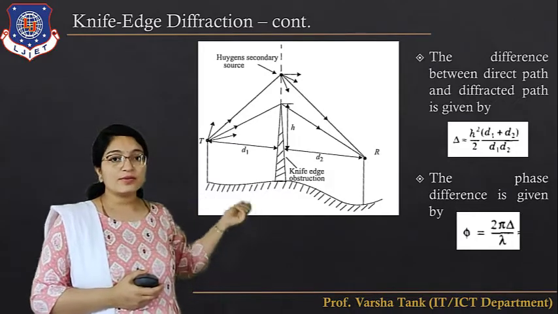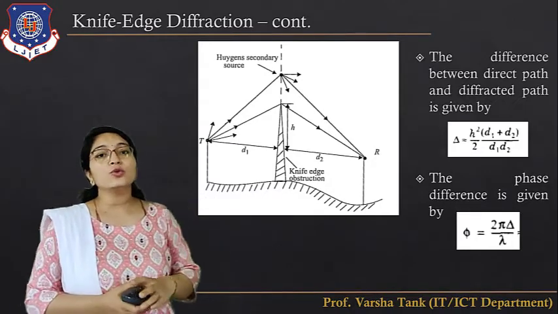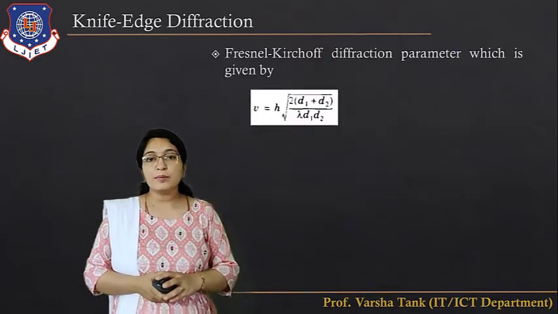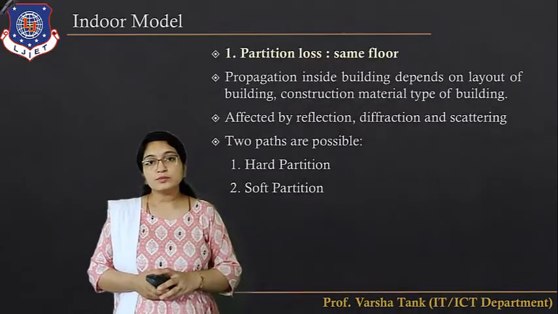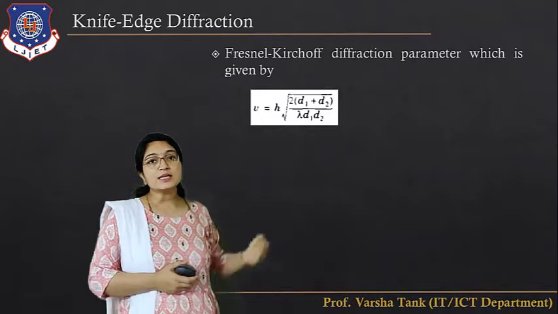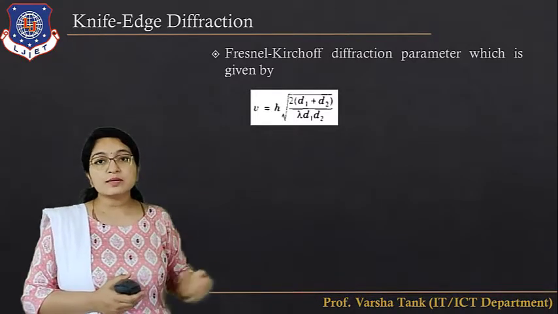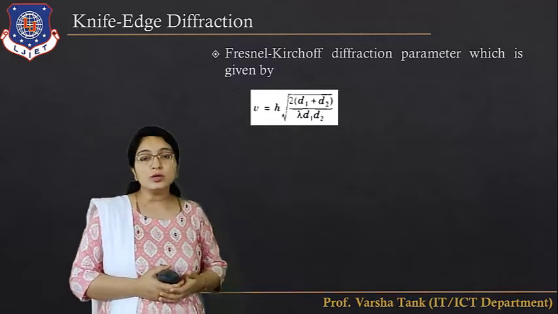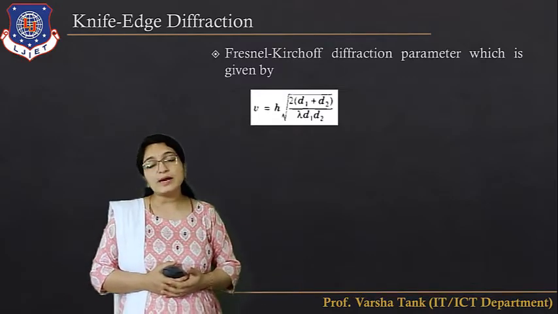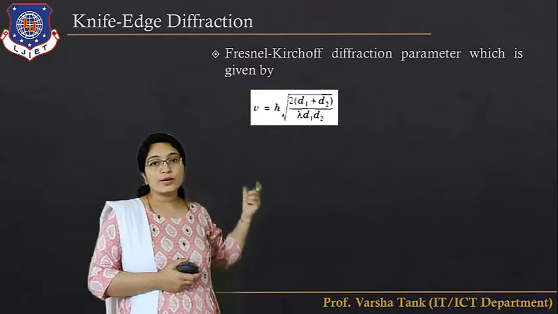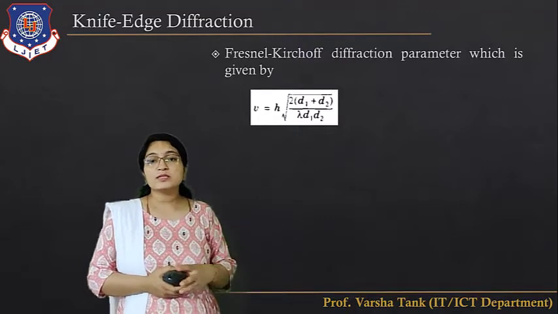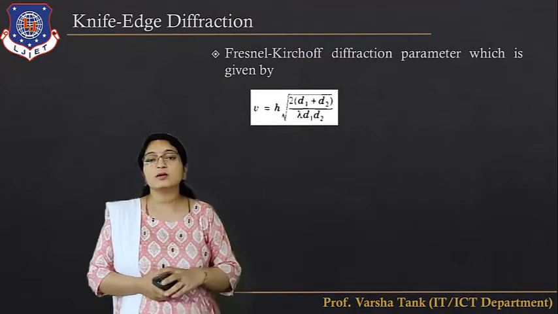We can consider phi equals beta delta, where beta equals 2 pi upon lambda. That's why phi equals 2 pi delta upon lambda. Now the Fresnel-Kirchhoff diffraction parameter is given by v equals h times the square root of 2 (d1 plus d2) upon lambda d1 d2. So you can define the Fresnel-Kirchhoff diffraction parameter using this formula.